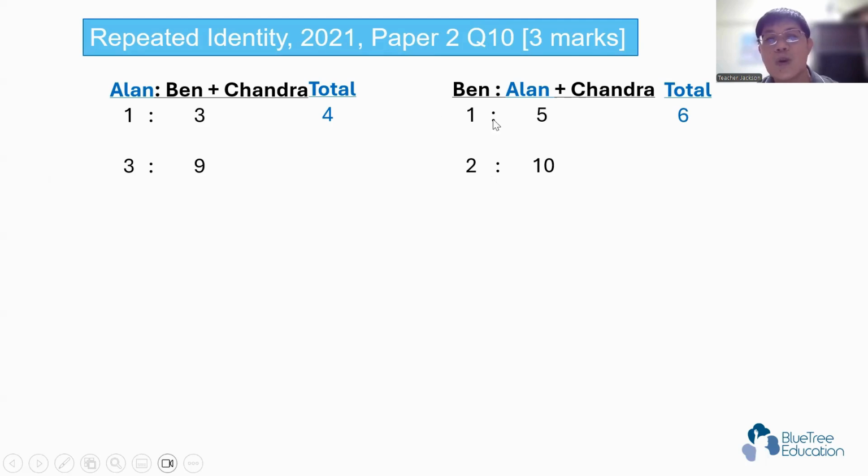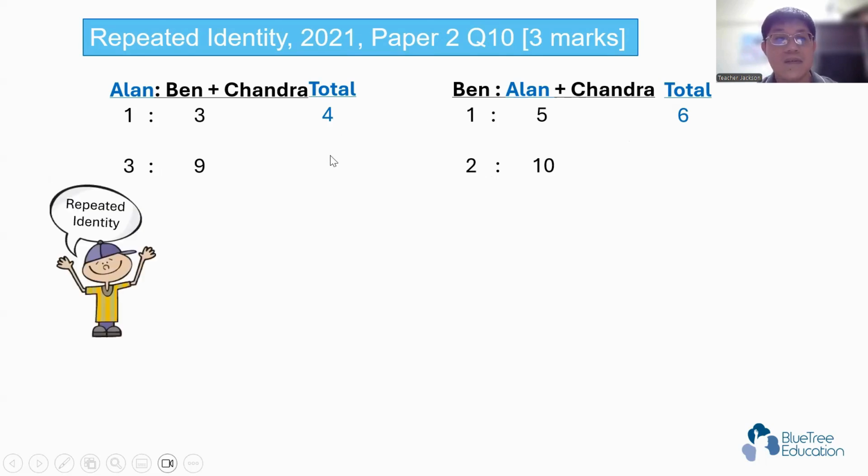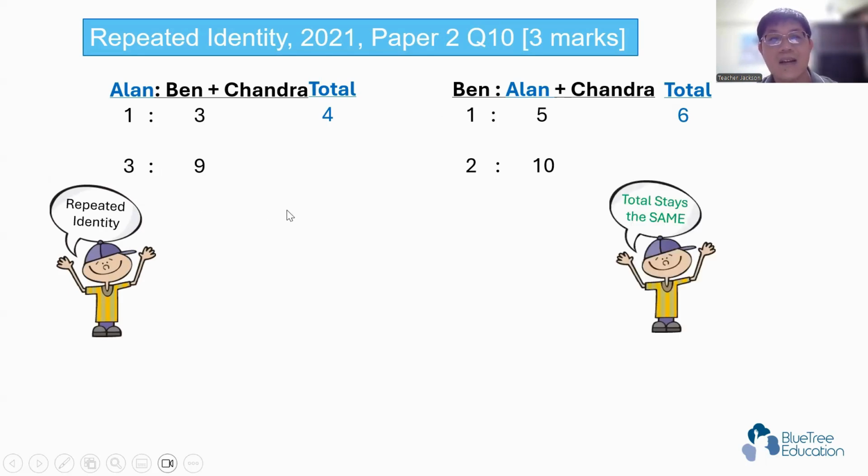So these two are not the same. You realize the total, this is 4 and this is 6. So not the same, and we have to make it the same. This is the strategy for repeated identity. One of the strategies is that the total stays the same, which is what I'm talking about, class. We have 3 persons who share the cost of a present, so the total must remain the same.